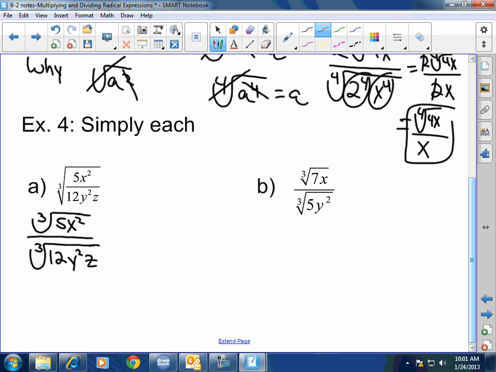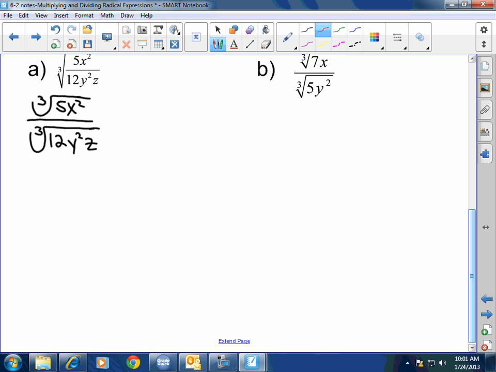Some people will go ahead and multiply it by 12 squared. I would not do that. Oh, you know what? Why not? Yeah, let's make our lives easy. How many 12s do I have here? How many do I need to pull out? I need 2 more, right? Because I need 3 in total. So I'm going to multiply by the cube root of 12 squared y z squared over the cube root of 12 squared y z squared.